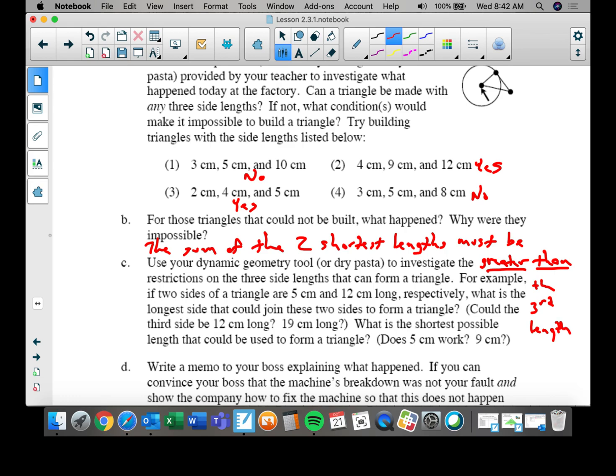Okay, that is what is called our triangle inequality. The sum of the 2 shortest sides has to be greater than the 3rd side. So if we go back up here and you take a look, that's why if you notice 3 plus 5, not bigger than 10, therefore we can't make a triangle out of it.